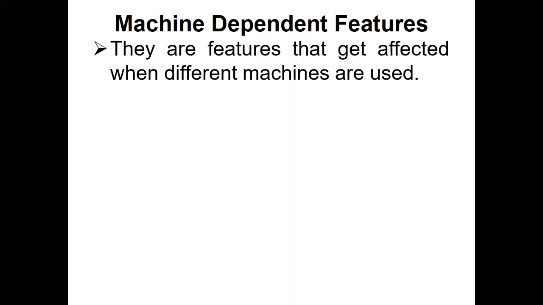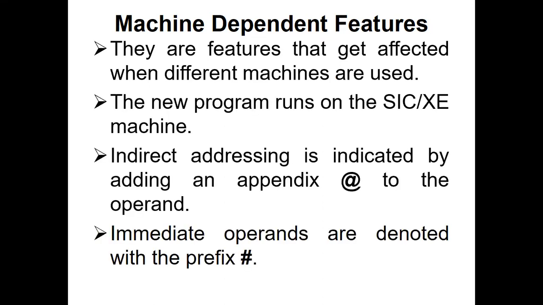So let us see what that means. What I have already explained, that the machine-dependent features, these are features which get affected when a program is running on different machines.